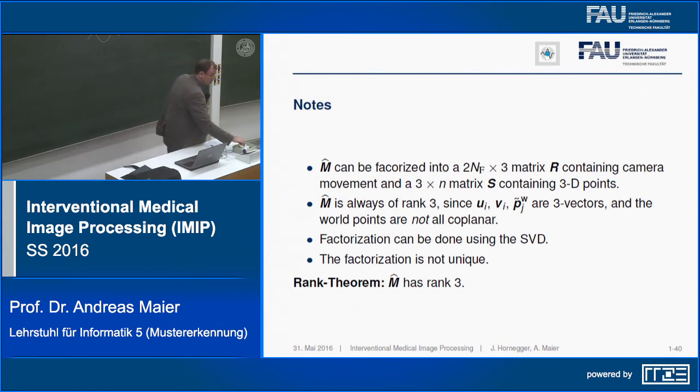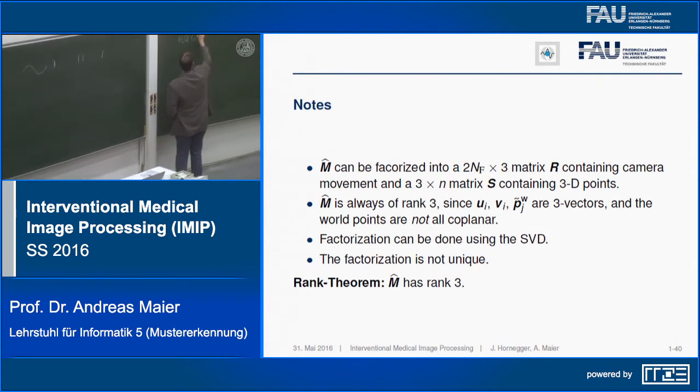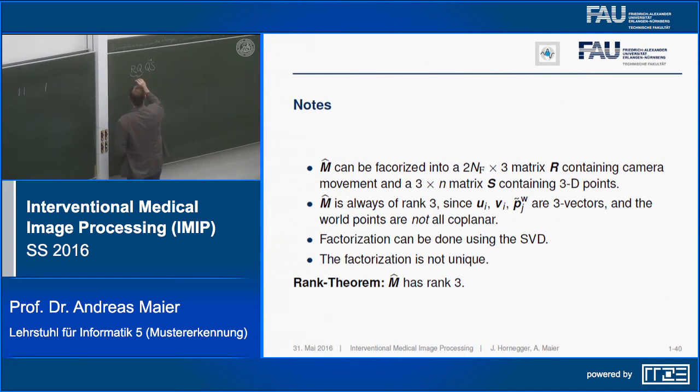And in the general case, you can always find a factorization R and S. So you take R and you take S. And now we can always find a matrix Q that is invertible. And I put it in here. And I find a matrix here that I can call R hat. And I can find a matrix that I will call S hat. So there are as many solutions as I can find invertible matrices.